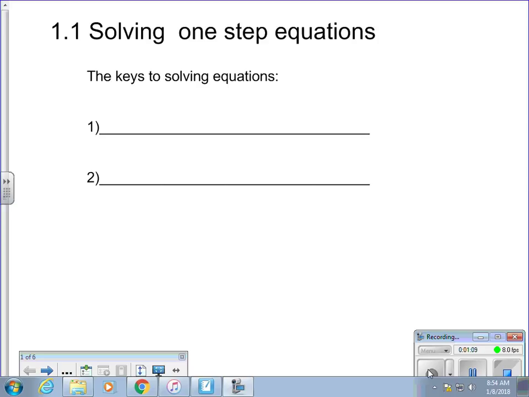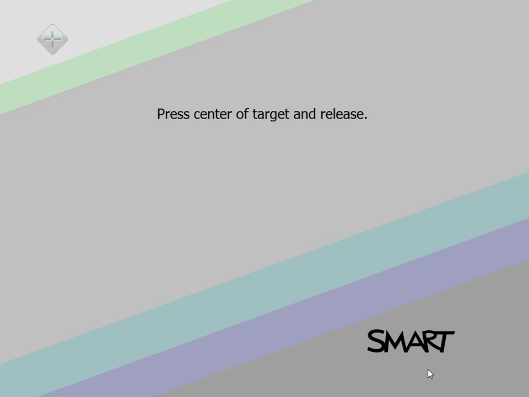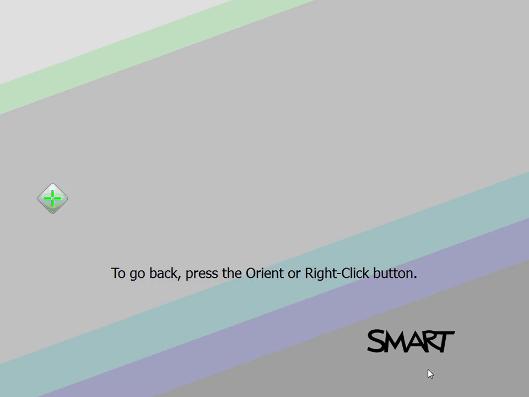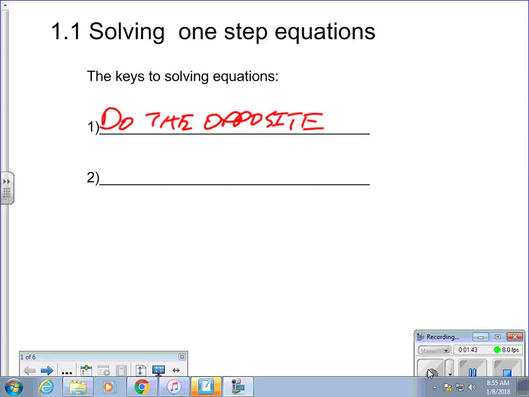Number one, do the opposite. And my handwriting is horrible, and for some reason, this is off. Reset. So step number one, do the opposite. If you're trying to solve addition, do subtraction. If you're trying to solve multiplication, you do division. Okay? Always do the opposite. When you're solving equations, your first step is to do the opposite.